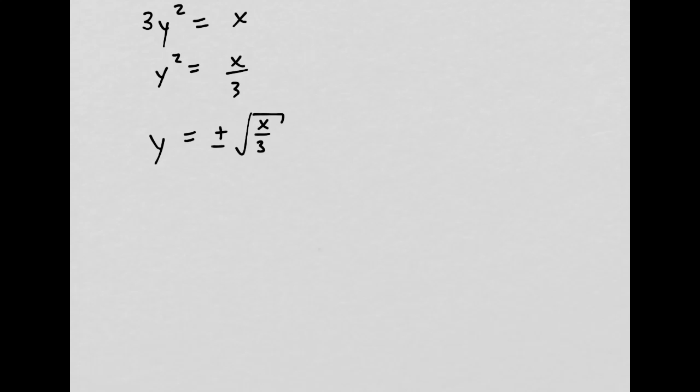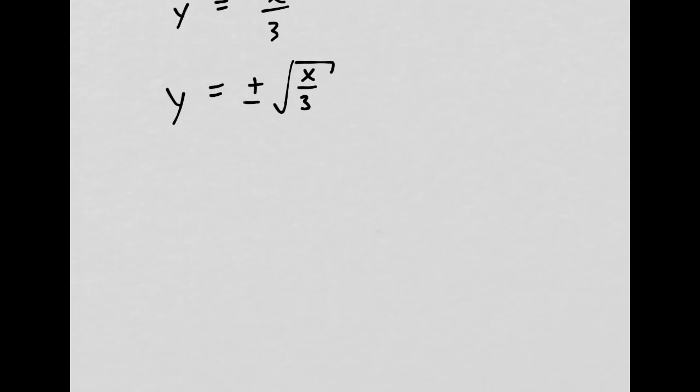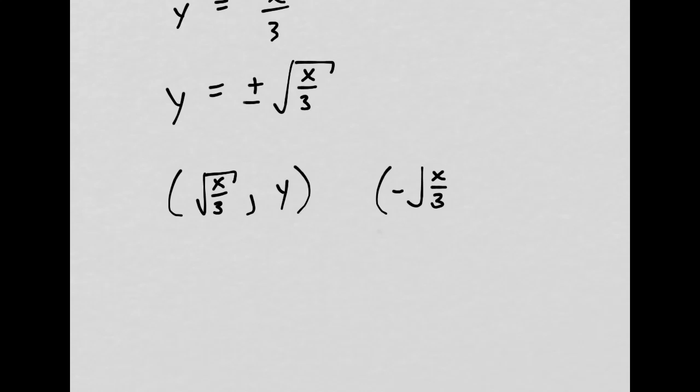I think. Yeah. So, what do I have? Well, I have the square root of x divided by 3 and comma y. Okay. I think I said it backwards before. And then also any point that follows this form, x divided by 3.